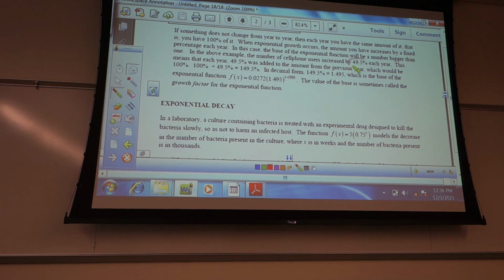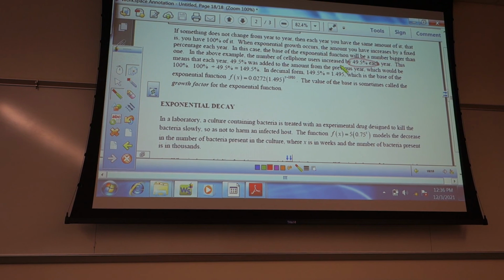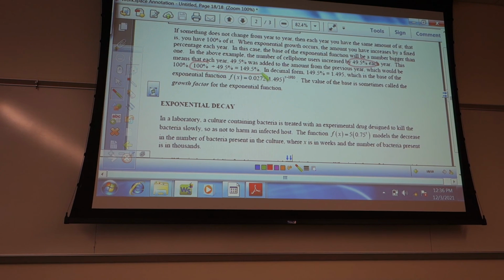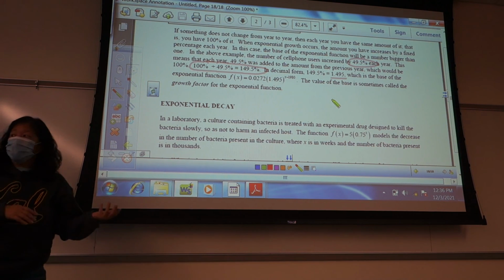It increased by 49.5% each year. That means it grew 49.5% each year. So my growth factor was 100% plus 49.5%, 149.5%. In other words, 1.495.